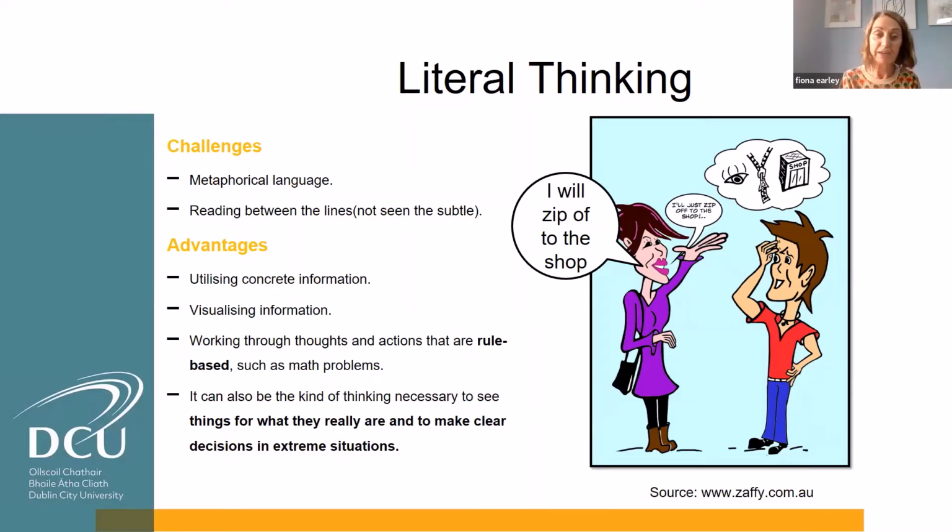The advantages to being a literal thinker are you're very, very strong at dealing with concrete information, visualizing information. So like coding, all of that, scanning through and coming up with a really detailed picture. Also, they say it's very good to be a literal thinker in times of chaos, because you're seeing things exactly as they are. You're not seeing all the grey area. So it can help you make a really quick, clear decision when it's needed.